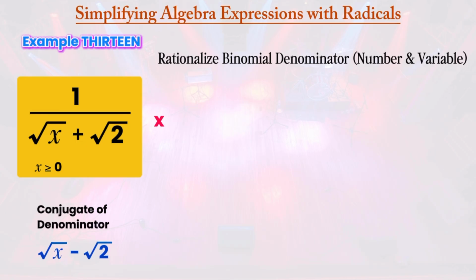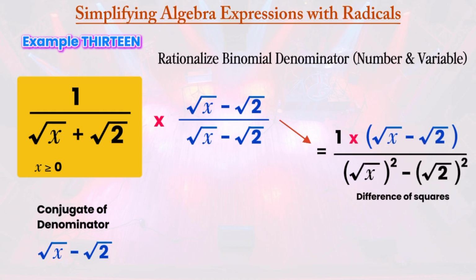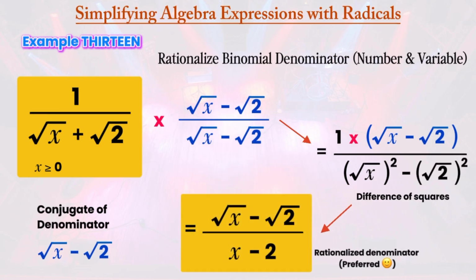So we multiply the numerator and the denominator by the square root of x minus the square root of 2. The numerator becomes the square root of x minus the square root of 2, and the denominator becomes the square root of x squared minus the square root of 2 squared. The square roots are cancelled out, leaving a denominator of x minus 2. Therefore, the square root of x minus the square root of 2 over x minus 2 is the final answer.